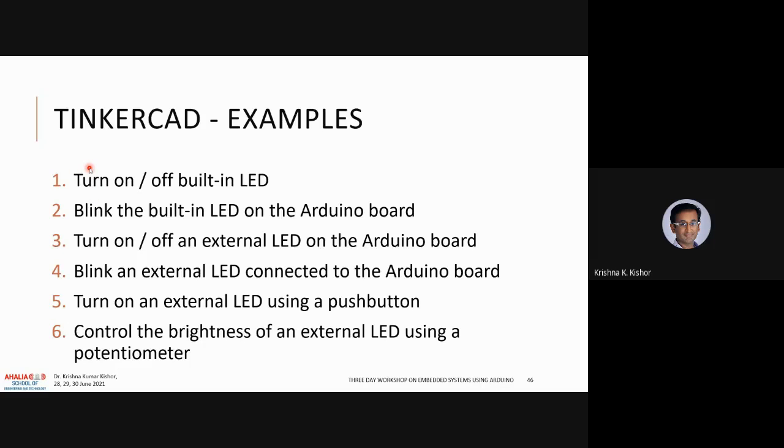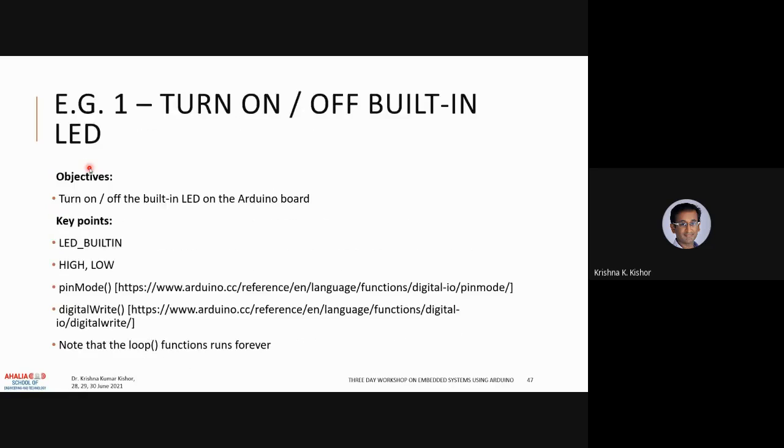And so this is a good set of examples that convey some basic concepts that you can utilize for your further programs and things like that. So let's start, right? The first one. So the objective of the program, right? For every program, every embedded system, there must be an objective. There must be a purpose to that, right? So we're going to turn on and off the built-in LED on the Arduino board, right? So we'll talk about these key points, right?